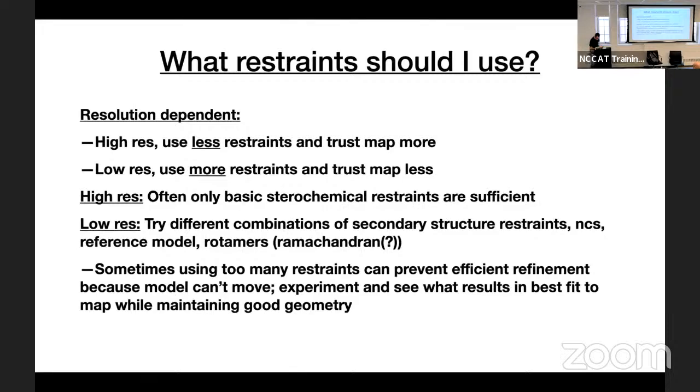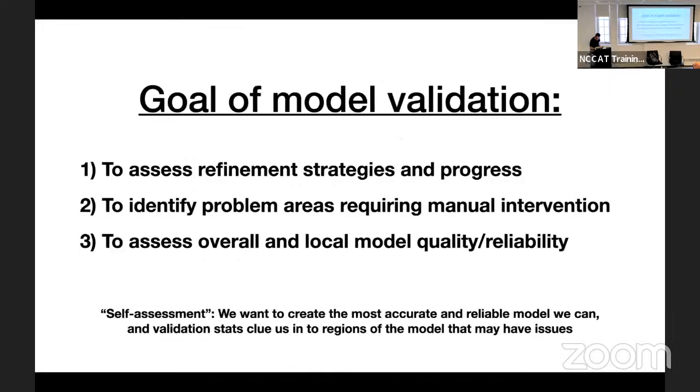I think, as usual, I've rambled on probably more than I should have. I was supposed to talk about model validation too.